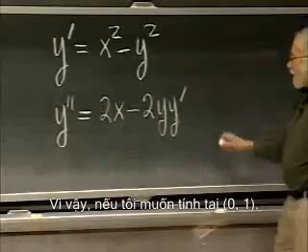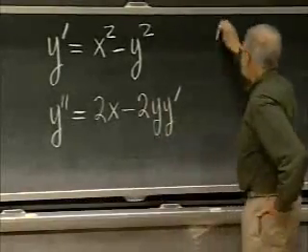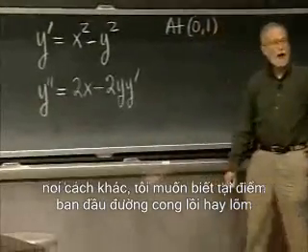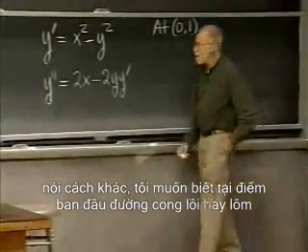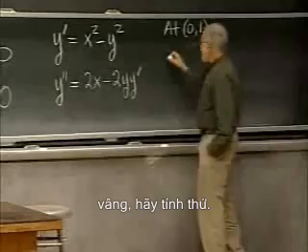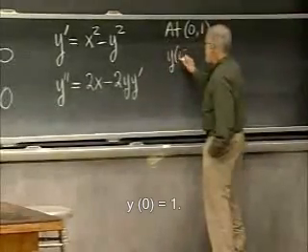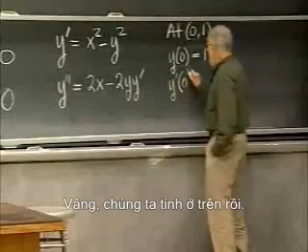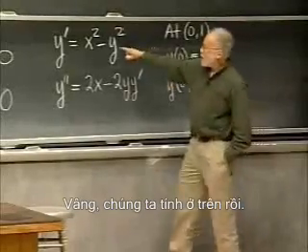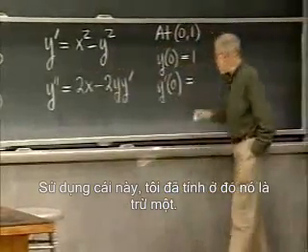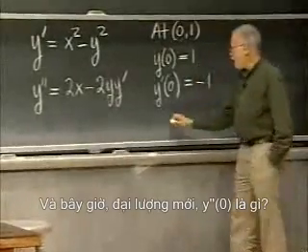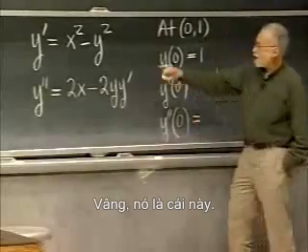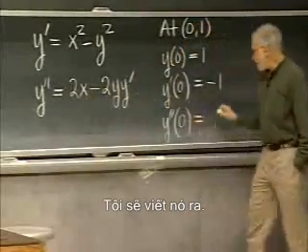So, if I want to calculate at (0, 1), in other words, if my starting point is that, is the curve convex or concave? Well, let's calculate. y of 0 equals 1. Okay, what's y prime of 0? Well, I don't have to repeat that calculation. Using this, I already calculated that it was negative 1. And now the new thing is, what's y double prime of 0? Well, it is this. I'll write it out.